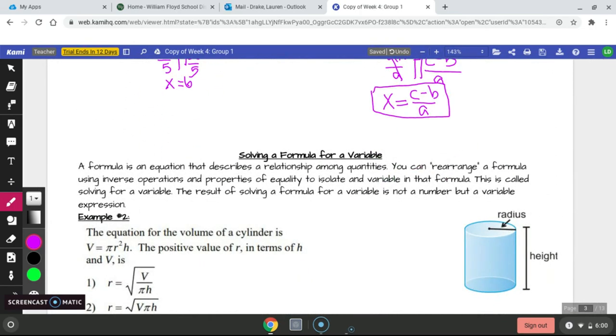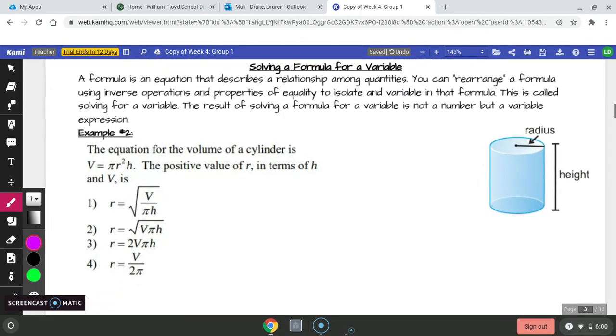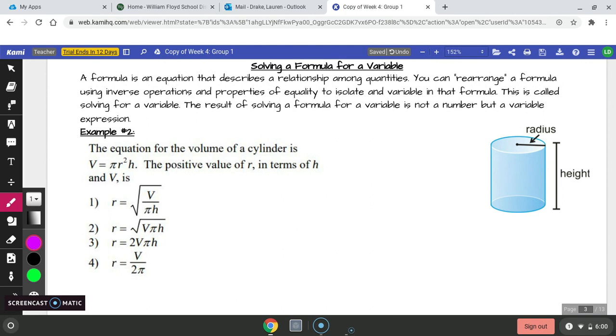Okay, now we're going to look at some formulas that are sometimes asked to be rearranged. So a formula is an equation that describes a relationship among quantities. You can rearrange a formula using inverse operations and properties of equality to isolate any variable in that formula. This is called solving for a variable. The result of solving a formula for a variable is not a number, but a variable expression itself.